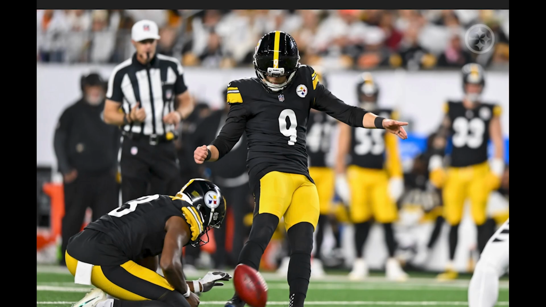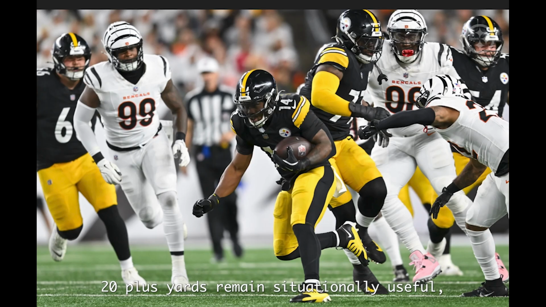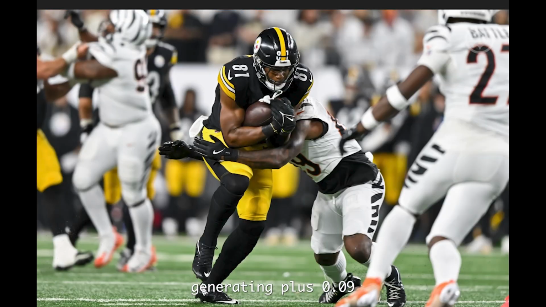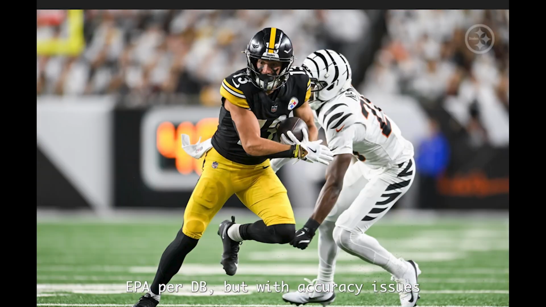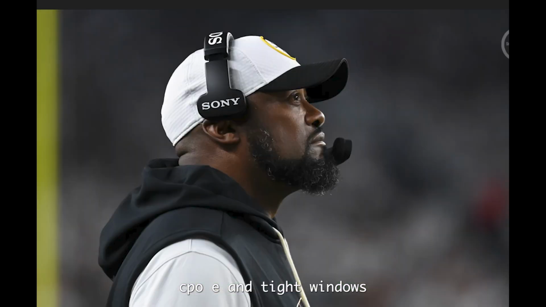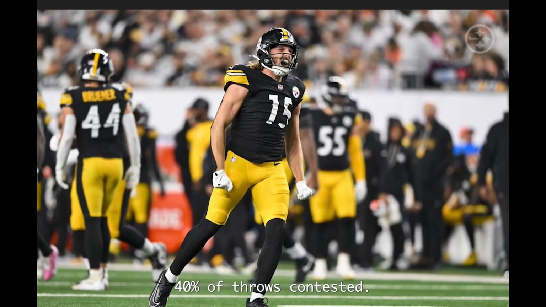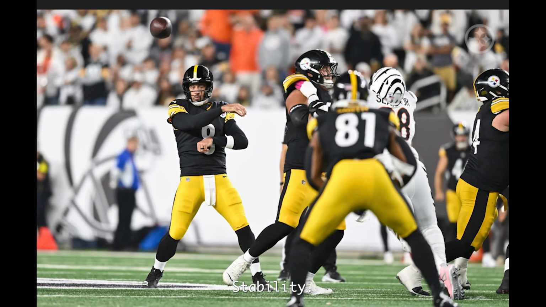Deep shots, 20-plus yards, remain situationally useful, generating plus 0.09 EPA per DB, but with accuracy issues: 30% completion rate, minus 9.2% CPOE, and tight windows, 40% of throws contested. These plays succeed best when kept within rhythm and protection stability. Strategic implications.